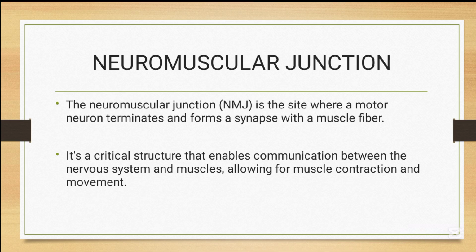Now moving toward our third topic, which is neuromuscular junction. Neuromuscular junction is the site where the motor neuron terminates and forms a synapse with the muscle fiber. So first we saw the basic definition of neuromuscular junction. Now we see its function. It is a critical structure that enables communication between the nervous system and muscles, allowing muscle contraction and movement.